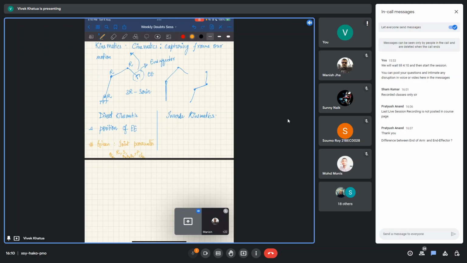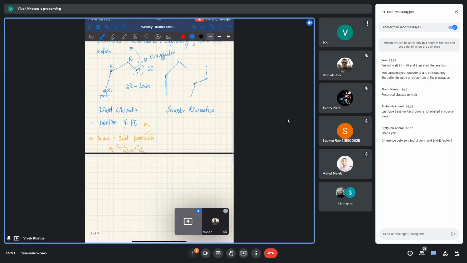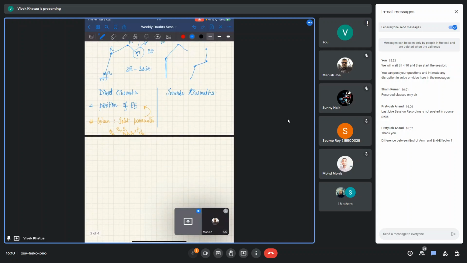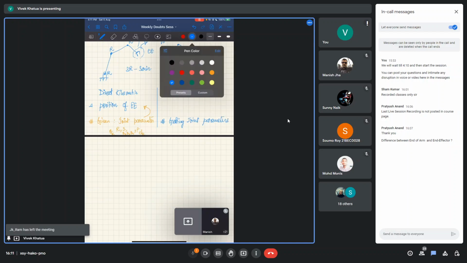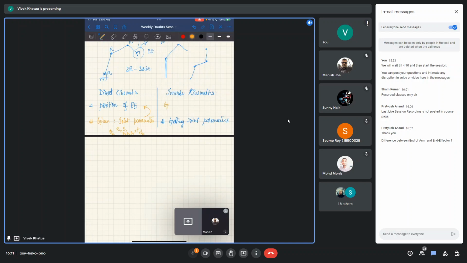Given this joint parameter, I am interested in finding the end effector position. This is my direct kinematics. So this is a result of your DH parameter. Just from your DH parameter, you will get the direct position of your end effector. Now here, what I'm interested in is getting joint parameters, given my end effector location.